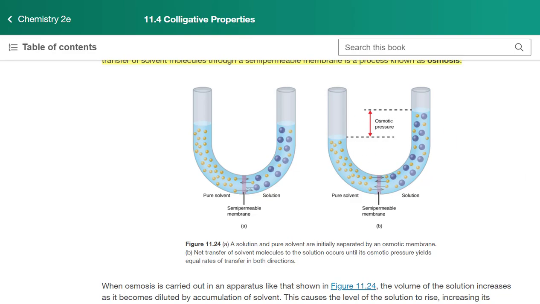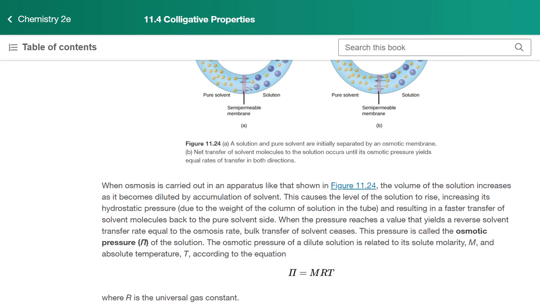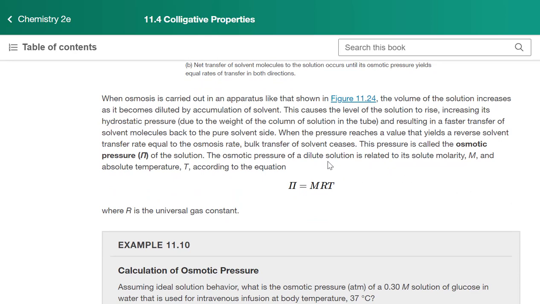The stopping point is based on something called the osmotic pressure. So the osmotic pressure is the pressure at which osmosis will stop. And this is how we can calculate what that will be. We have the molarity of the solution. We can use molarity here because we're not doing anything that involves a change in temperature. So molarity times the gas constant times the absolute temperature, and that gives us the osmotic pressure.